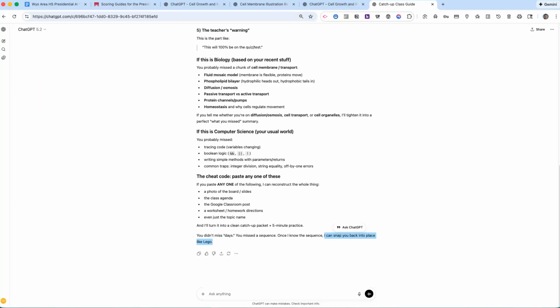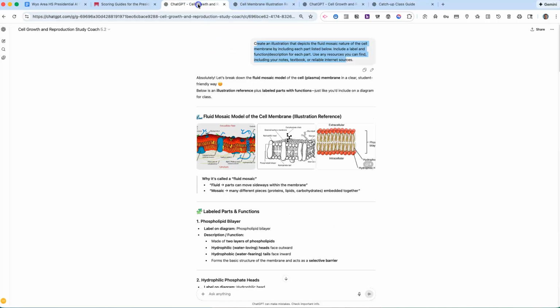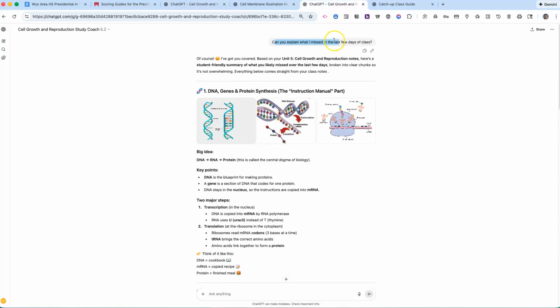Anyway, okay, great job on the judging rubric for this contest. And last of all, I just want to emphasize that his custom GPT right here does indeed scaffold the student. It's particularly good in this, "What did I miss in the last few days?" So that gets a good score on the rubric.